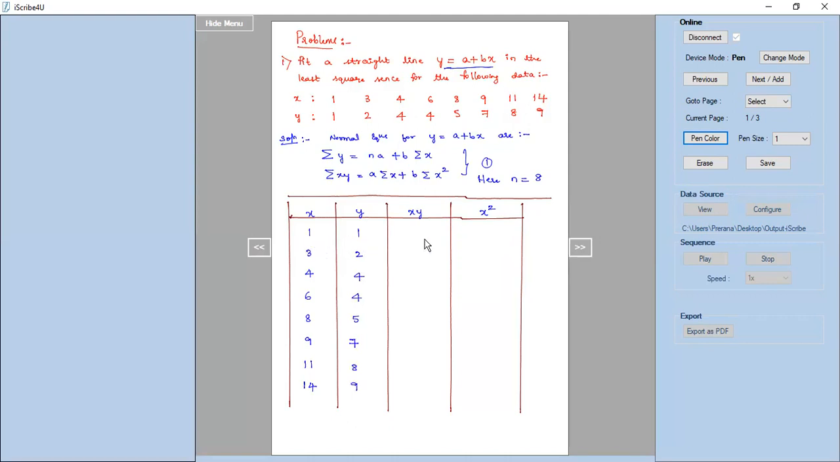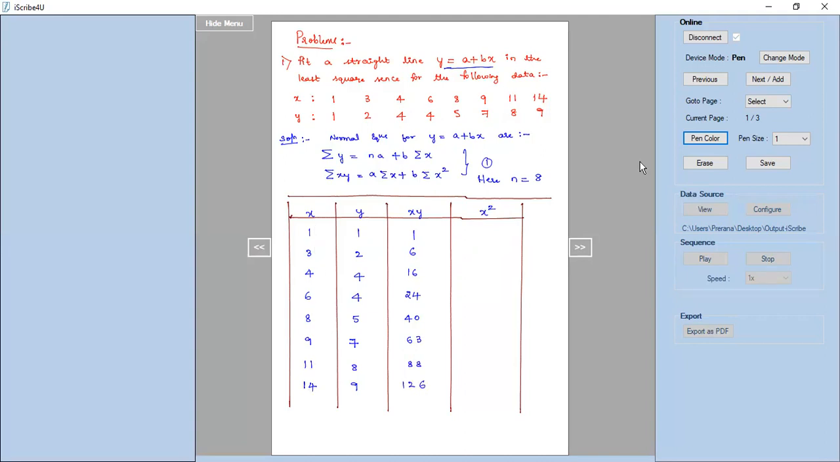1 into 1 is 1. 3 into 2, x into y we are performing, so 3 into 2 is 6. 4 fours are 16, 24, 40, 63, 88, and the last value is 126. Now we will perform x square, squaring of all the values of the x column.